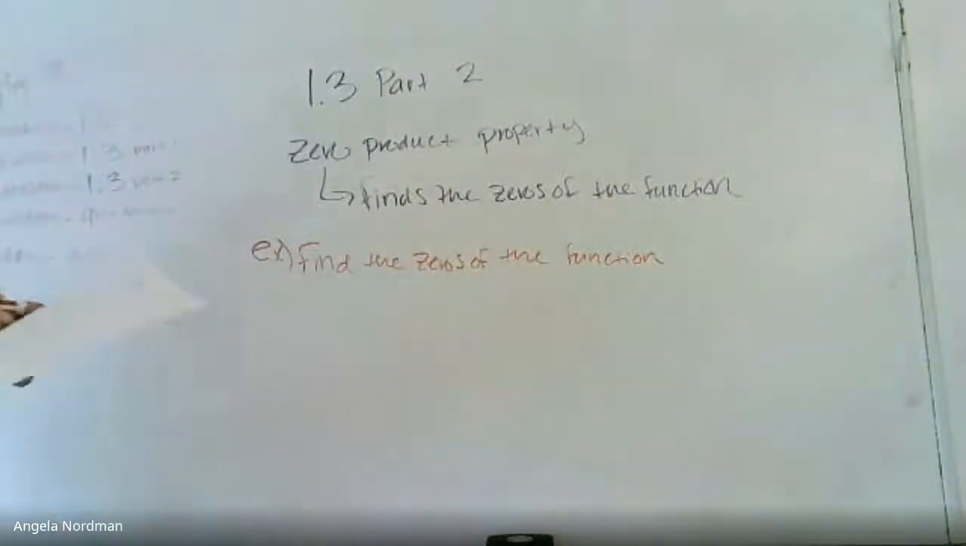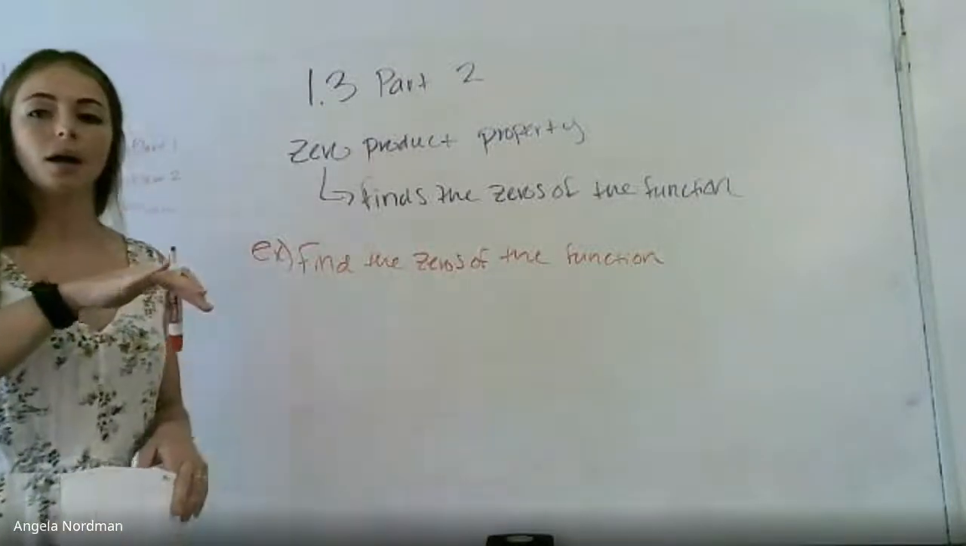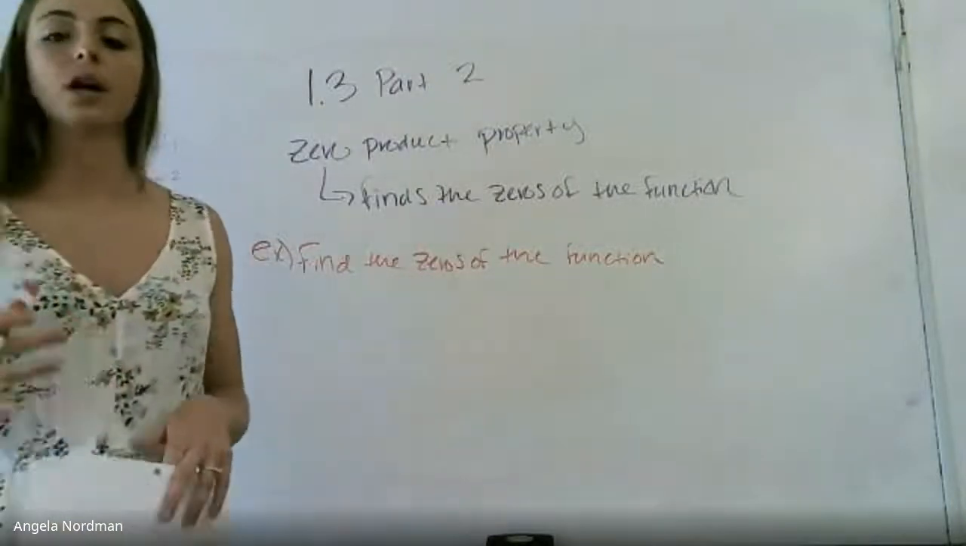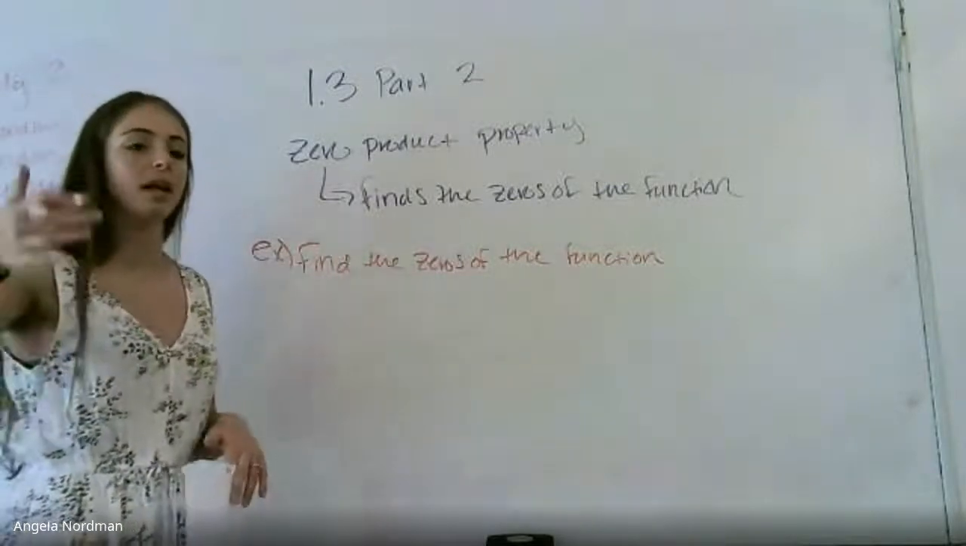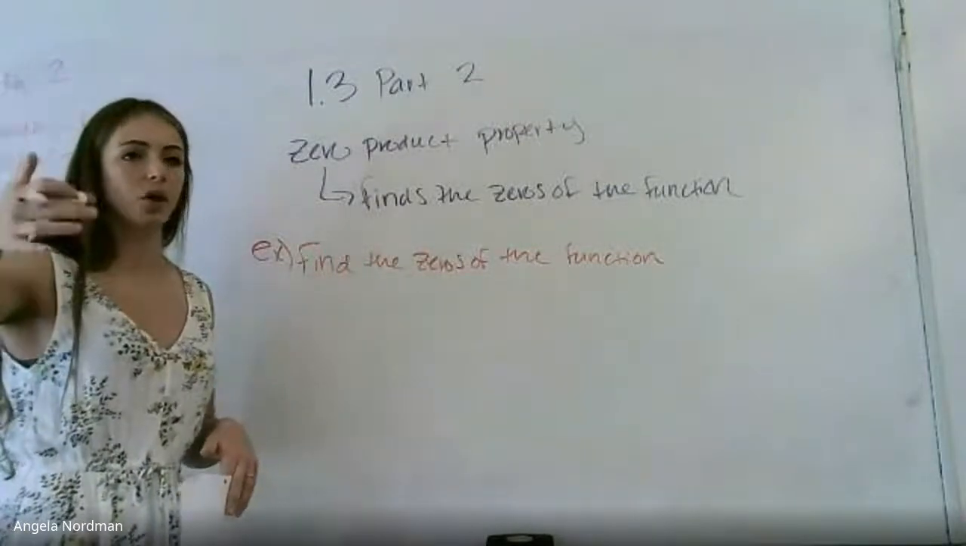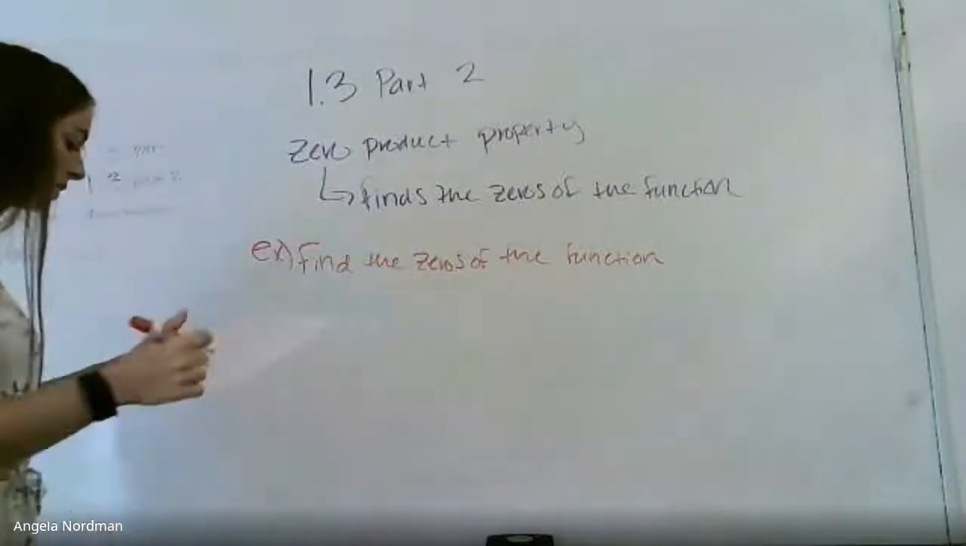Okay, and we're calling these zeros because along my x-axis, my y value is going to be 0. So when we say these all are the zeros of the function, it's where I'm hitting 0 on that y-axis. Okay, so I'm crossing the x-axis at these points.